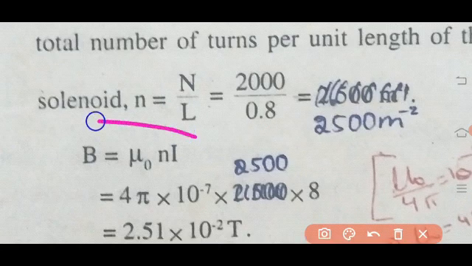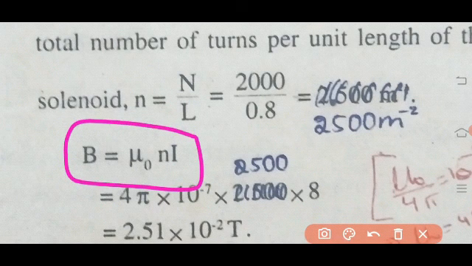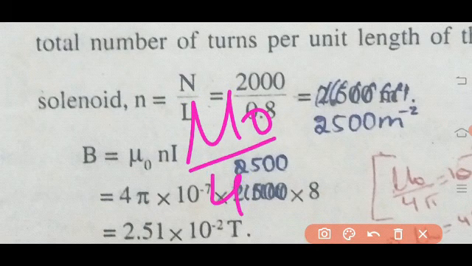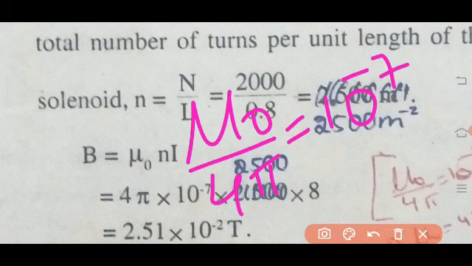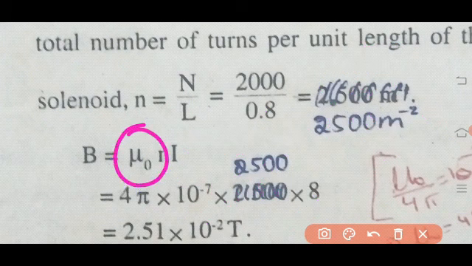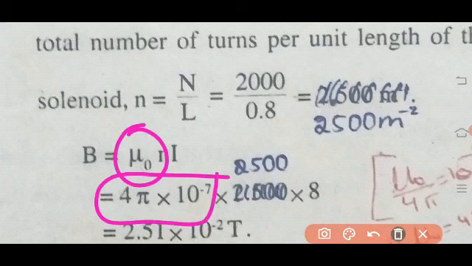See here, we have this equation B equal to mu naught n I. To find the mu naught value, we have the equation mu naught by 4 pi is nothing but 10 to the power of minus 7. Therefore we can write mu naught as 4 pi into 10 to the power of minus 7. So instead of mu naught, you can write 4 pi into 10 to the power of minus 7.